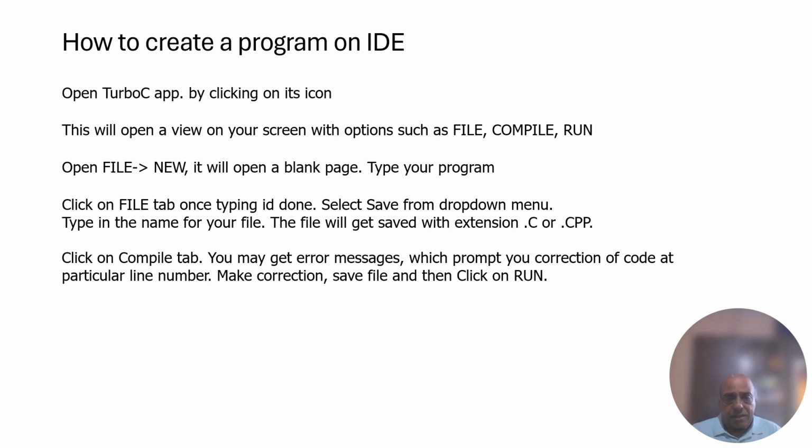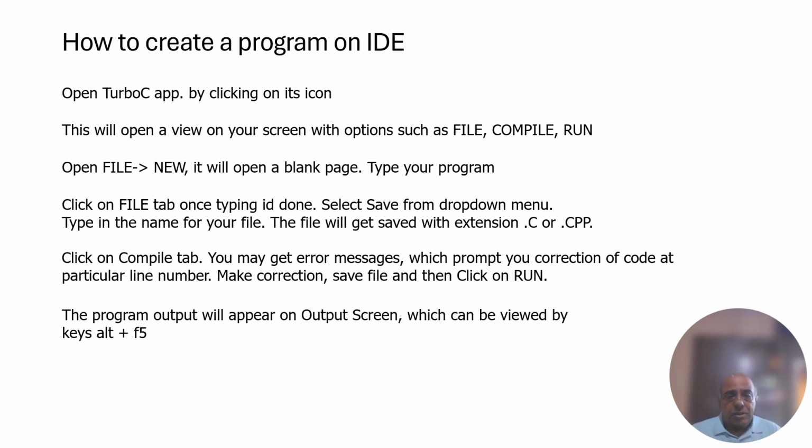When we compile the program, we may get error messages. It is normal to get error messages for beginners. It is normal to get error messages even for experienced programmers. These error messages prompt you to correct the code at a particular line number. Make that correction, save the file, and then click on run. The program output will appear on the output screen, which can be viewed by pressing the key Alt plus F5.